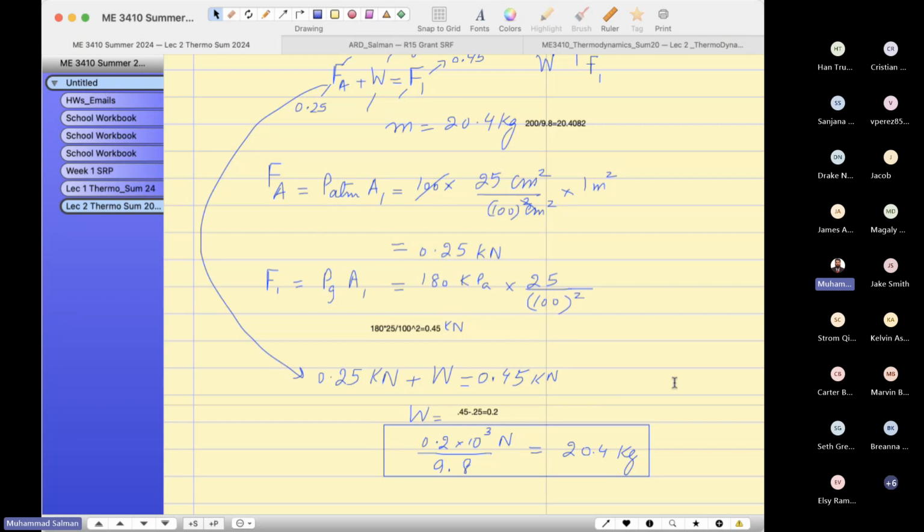Let's solve one more problem. Now you should be able to solve the whole homework problems at home because they are related to similar questions. So one more problem I can solve for you.